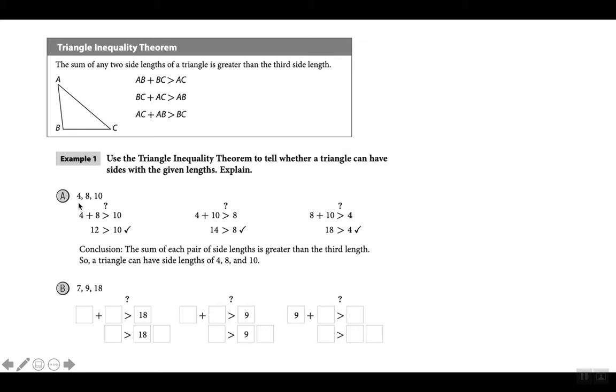Alright, so we got to check, can a triangle have three sides with these lengths for each of the three sides? So what you got to do is check every combination. Check every combination to see if when you add up the two sides, it's greater than the third side.